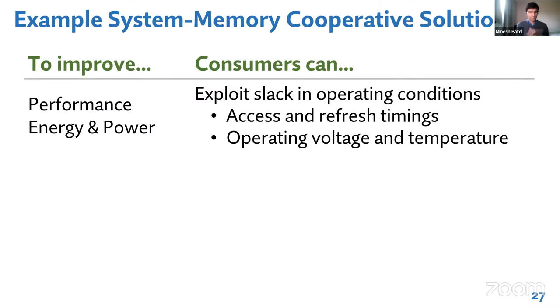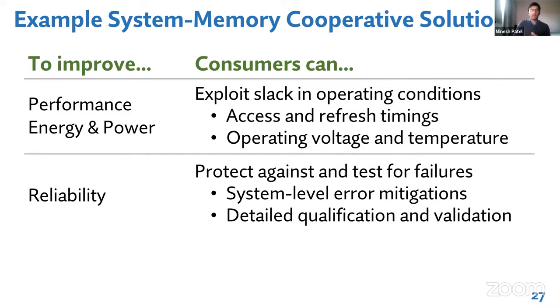And so there are many examples of these kinds of solutions. For example here, to improve system-level performance, energy, and power, DRAM consumers can exploit slack in the operating parameters for DRAM. So for example, access and refresh timings, the operating voltage and temperature. So there have been many research works in the past looking at how exploiting the slack in these sorts of parameters enables us to deal with the DRAM scaling challenges that prevent us from improving DRAM access latency, DRAM refresh overheads, and so forth. To improve reliability, consumers can roll their own mechanisms to protect against and test for any failures that might impact the rest of the system.